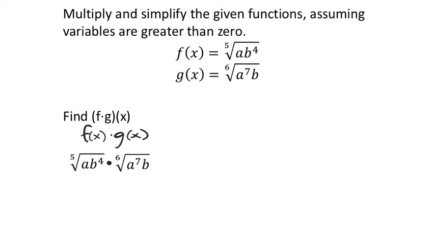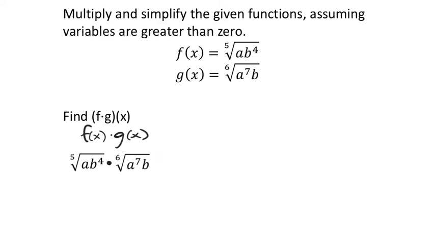But okay, is that simplified though? Well, it didn't say to simplify, but that's what we're looking for. We need to multiply these, right? Well, I can't multiply them right now because the indexes are different. If they were the same, I could combine these into one full root and then add or subtract the exponents, but I can't do that right now because the indexes are different.